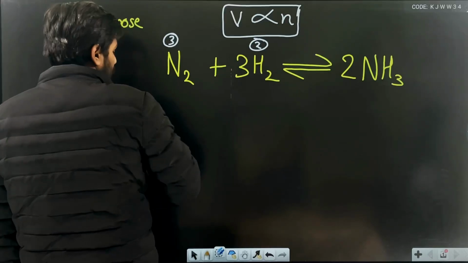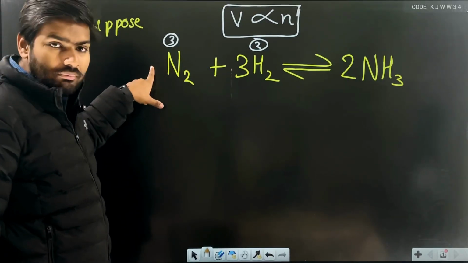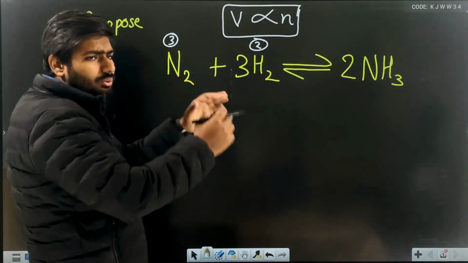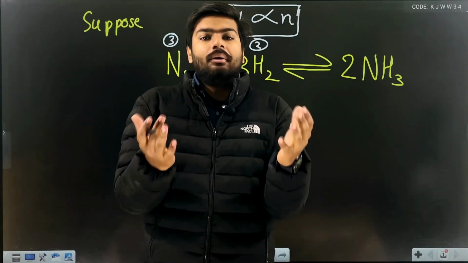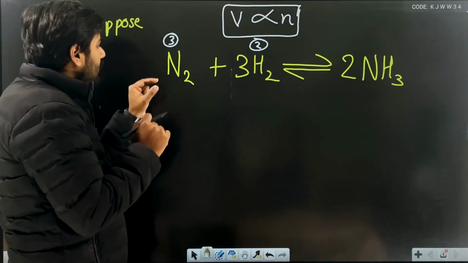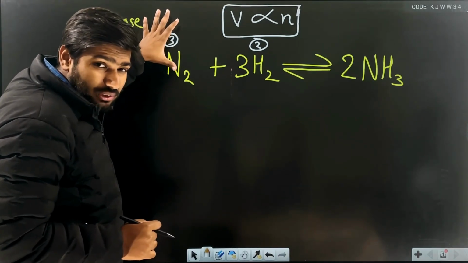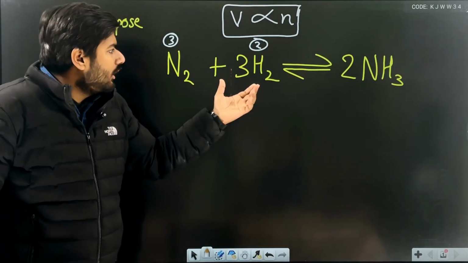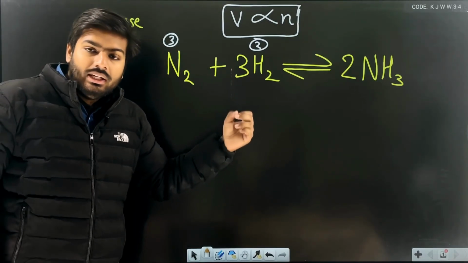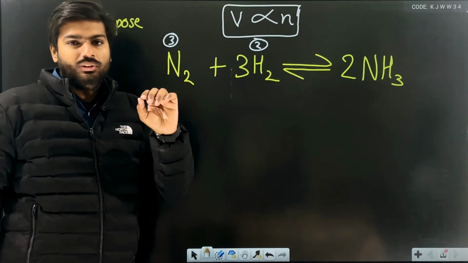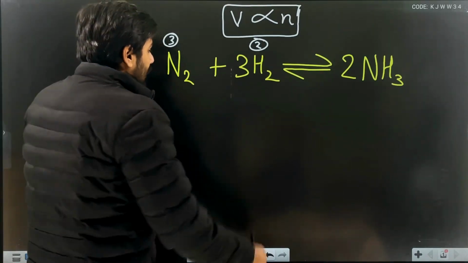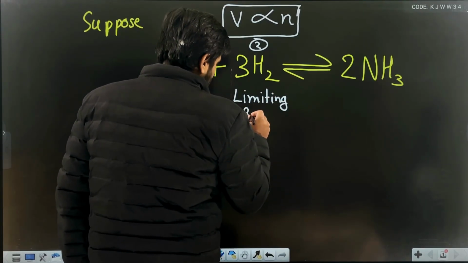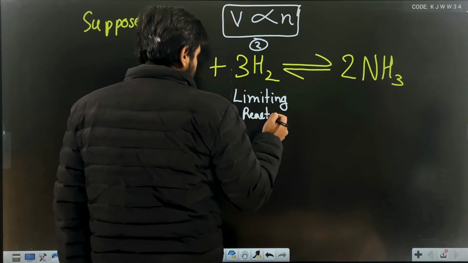How are we going to solve it? See, for 1 mole of nitrogen, it will require 3 moles of hydrogen. So 3 moles of nitrogen will require 3 threes are 9, it means 9 moles of hydrogen. But how many moles of hydrogen do we have? 2 moles. It means hydrogen is the limiting reagent. And see, the limiting reagent will decide how much product we are getting.